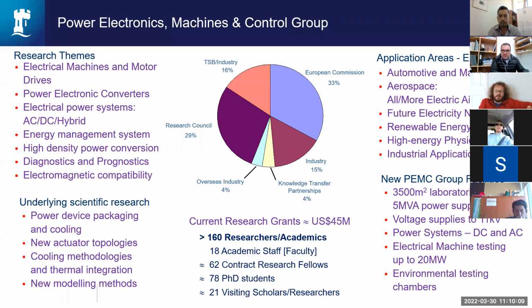Some of it comes from the UK research councils, about 25% of our funding. That does not have the same funding with industry. That tends to be pure research funding. Some with overseas industry and some with what we call knowledge transfer partnerships. I'll explain those a little bit more later.